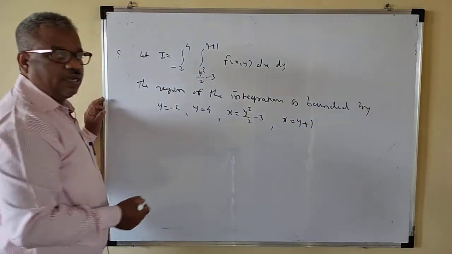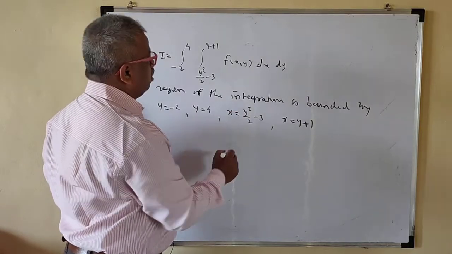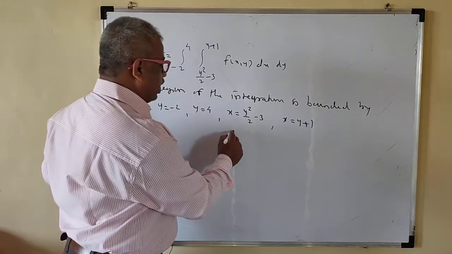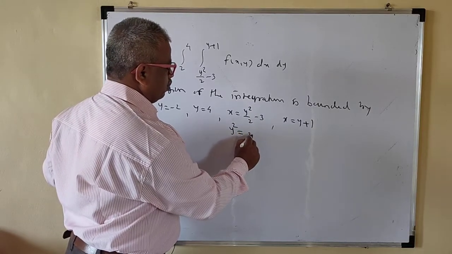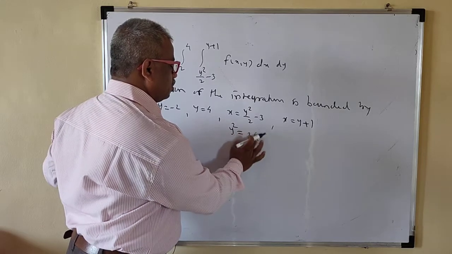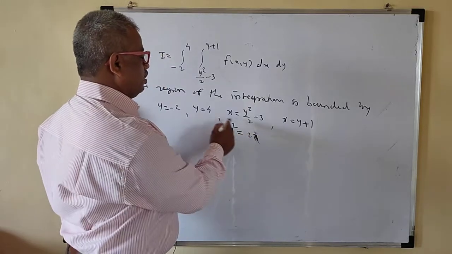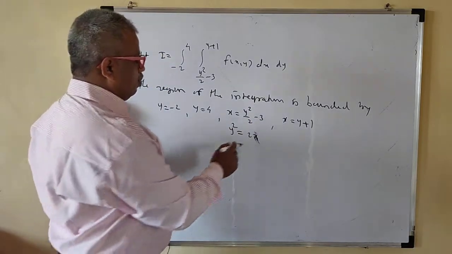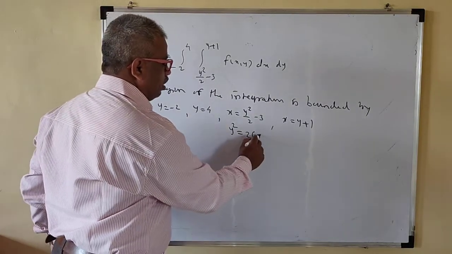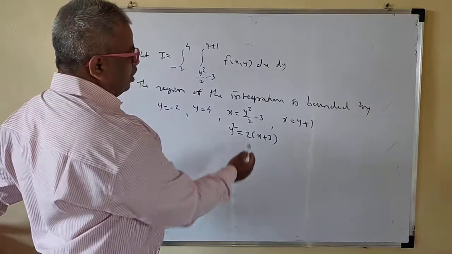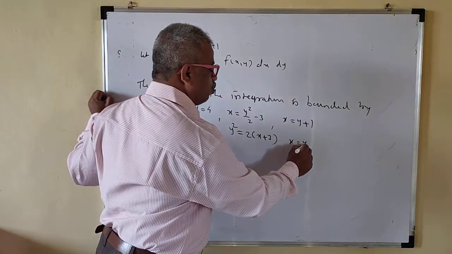Now these two curves are complicated. We will draw these two complicated curves first. So we simplify this. x is equal to this, so I can write y square is equal to twice x plus 3. First we shift the 3 and then we multiply by 2. This is very simple. The other curve is x is equal to y plus 1.